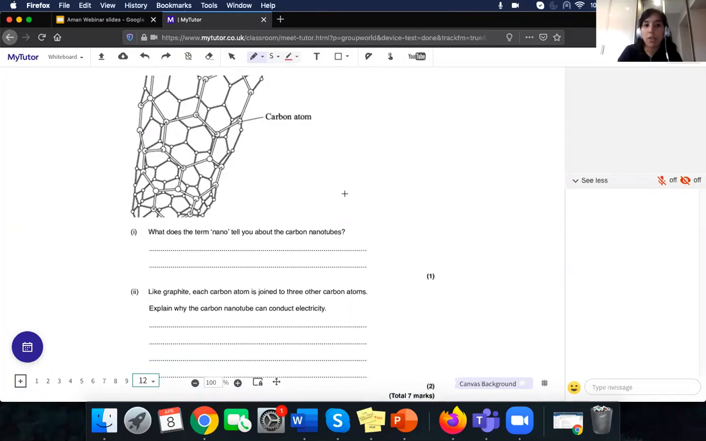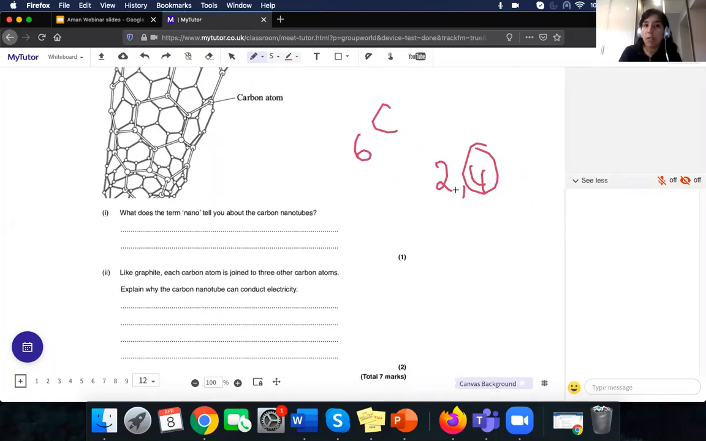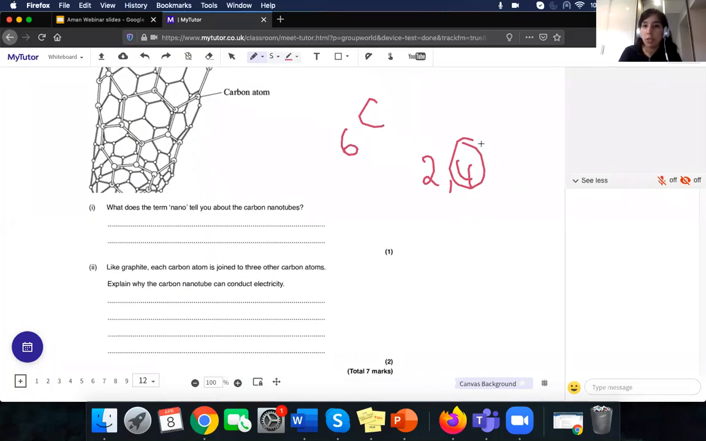So because it's only forming 3 bonds, there's a 4th electron. So remember, the atomic number of carbon is 6. So that means its electron structure is 2 and 4. So it has 4 electrons in its outer shell, which can share electrons with other carbon atoms, but it's only sharing 3. And that means that there is a delocalized electron which can carry a charge through that structure. Very well done, everyone.